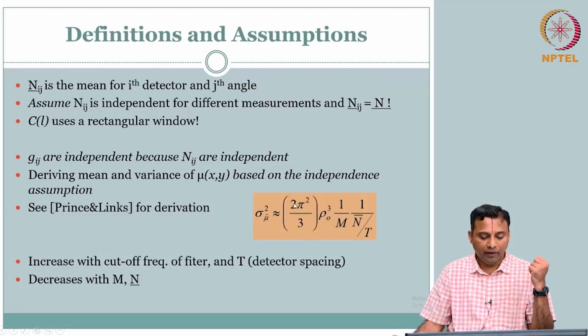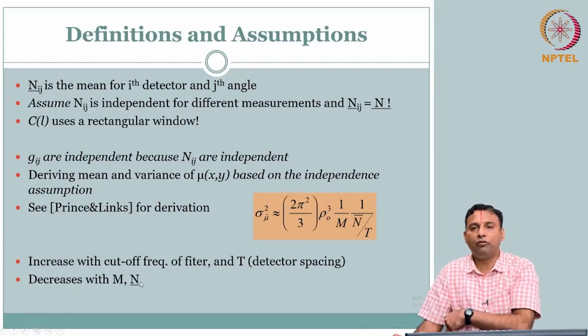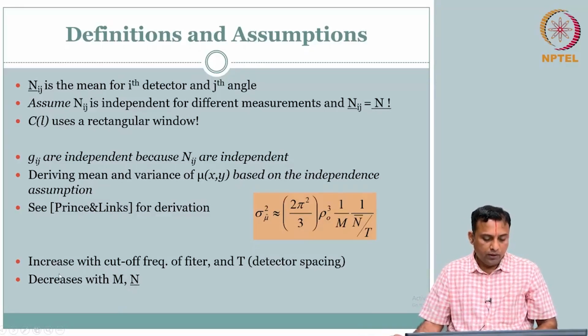Okay, fine. So we can talk about the different variables and how they influence, increase or decrease, the noise. An increase in the cutoff and the detector spacing T increases your noise. Noise decreases when you have these two: increased sampling, meaning finer views, and more photons.